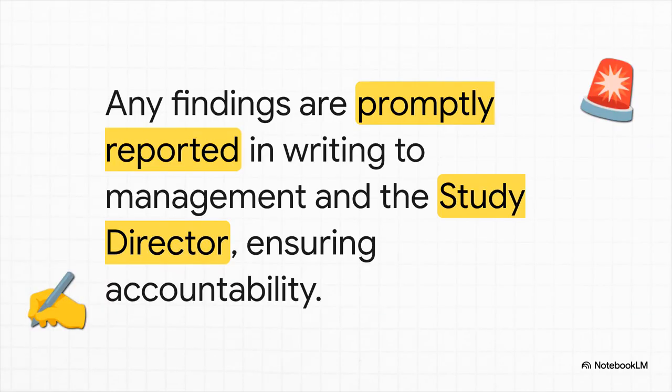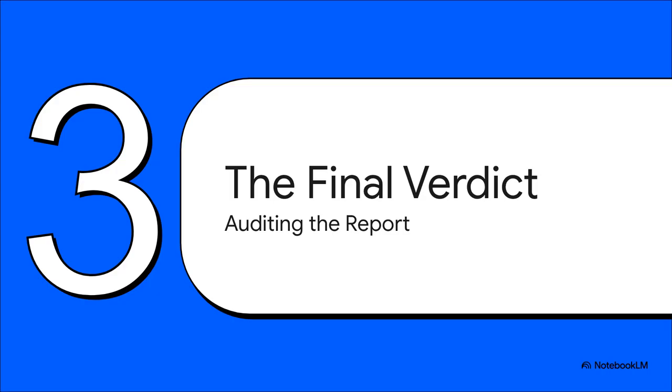So what happens if an auditor sees something that's not quite right? Well, that observation gets documented and reported quickly and in writing to both the study director who's in charge of the study and to facility management. This formal communication loop is absolutely essential to make sure problems get addressed, not swept under the rug. It creates clear accountability.